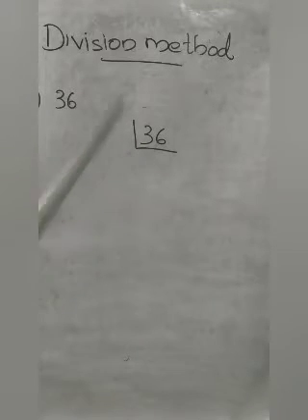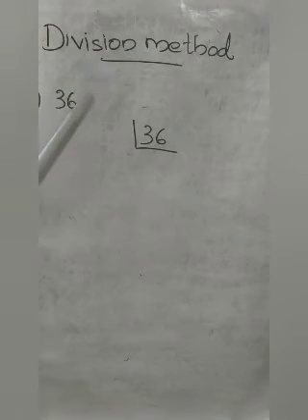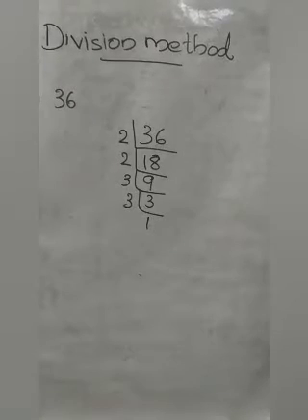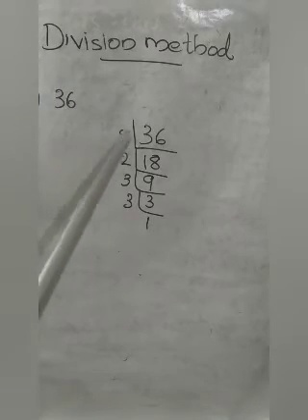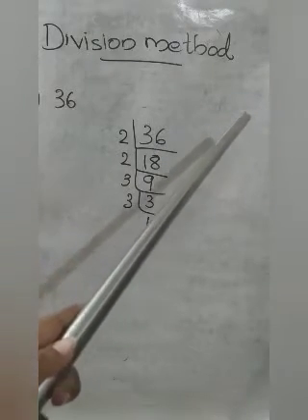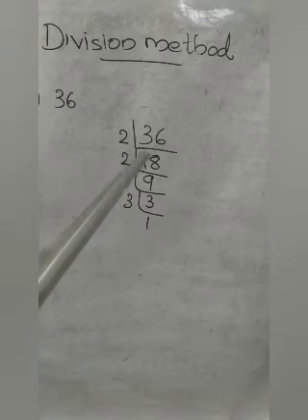Here 36 is an even number, so we can start with 2. You know 2 is a prime number, so we can start with 2. When dividing 36 by 2, what are you getting? I divided 36 by 2, I got 18. If you don't know the division, you can work it out in the working column and divide. So when 36 is divided by 2, we get 18.